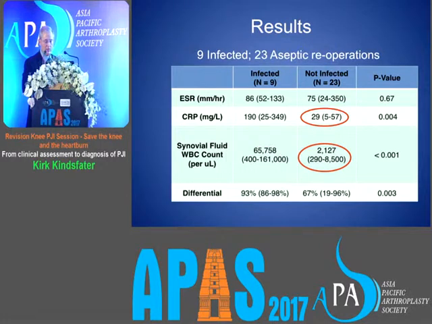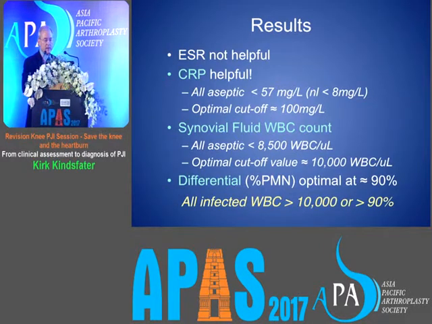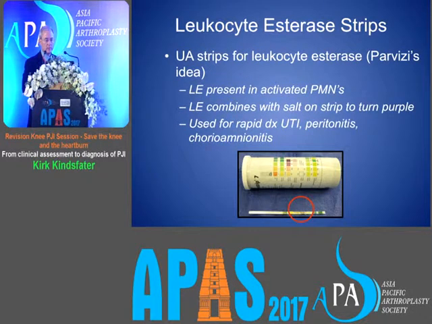The others have a significant p-value. Basically, if you look at C-reactive protein, an optimal cutoff is about 100. Synovial fluid white blood cell count, to round the numbers up, an optimal cutoff is about 10,000. And the differential, again, works out to be about 90%. So all the infected hips had white blood cell count greater than 10,000, greater than 90% on the differential.